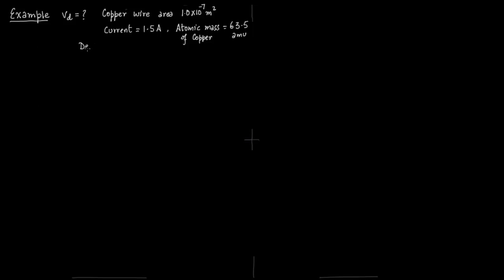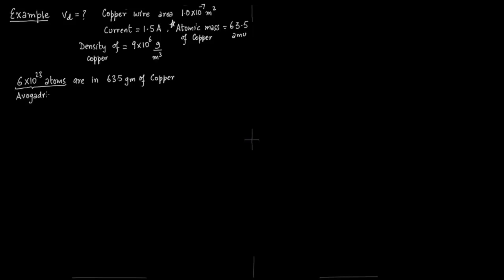And the density of copper is 9 into 10 to the power of 6 grams per meter cube. So you know the atomic mass of copper is 63.5 AMU. That means there are 6 into 10 to the power of 23 atoms in 63.5 gram of copper. This 6 into 10 to the power 23 is Avogadro number. So these many atoms are always there in the atomic mass of that element.